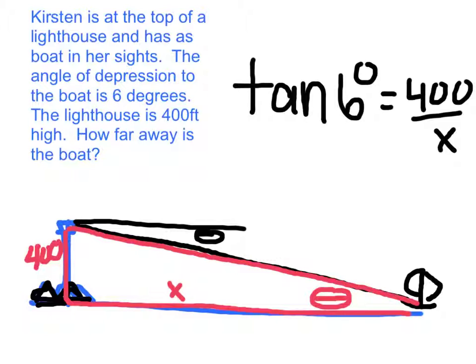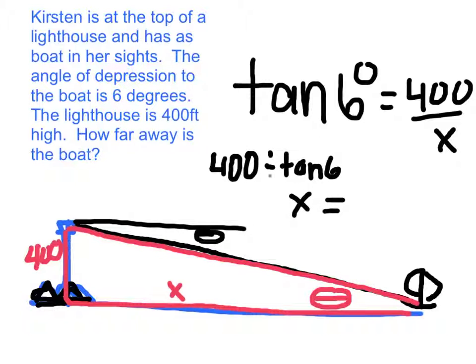This is a division problem on my calculator. Since I'm using degrees, you need to make sure your calculator is in degree mode before you type this in. And you're going to type in 400 divided by tangent of 6. When I type that in, I get a pretty big number, 3,805, and so I probably want to convert that from feet to miles. So 3,805 divided by 5,280 is about 3/4 of a mile.